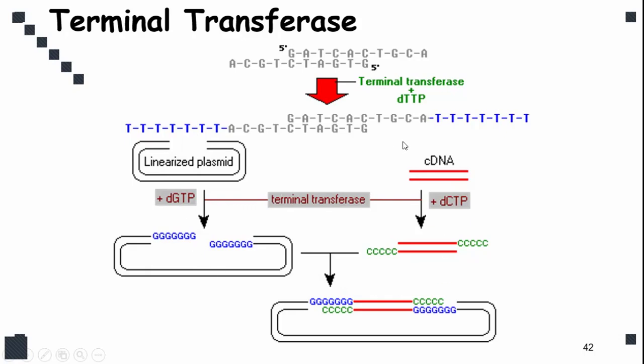And your molecule, since you have added T here, the best for this is actually going to be A. Then you also have this one, your molecule is linearized, and then you bring in your terminal transferase. Since your molecule is already poly G, the best is going to be poly C. So you prime this one with terminal transferase using the dCTP.